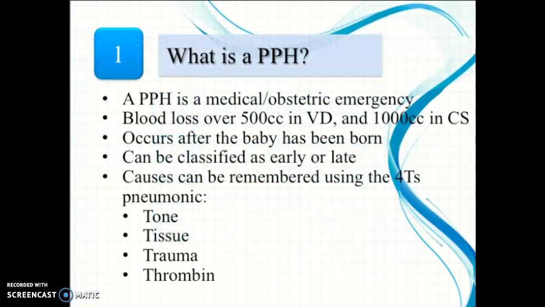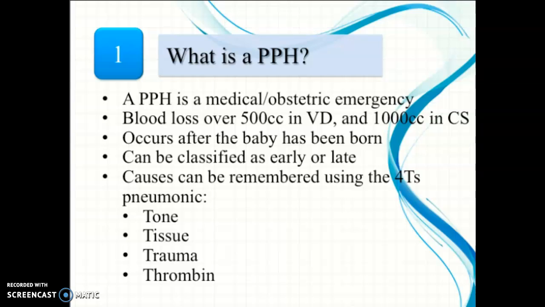A PPH is a medical and obstetric emergency. It includes blood loss over 500 mL in a vaginal delivery and 1,000 mL in a C-section delivery. It occurs after the baby has been born, and it can be classified as early or late. Early is within the first 24 hours postpartum, and that's when most postpartum hemorrhages occur.